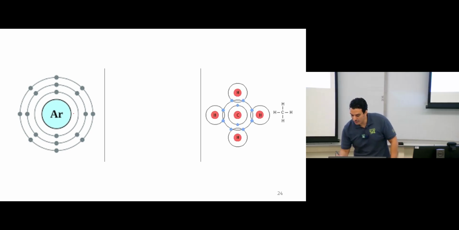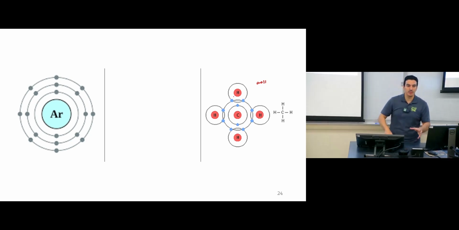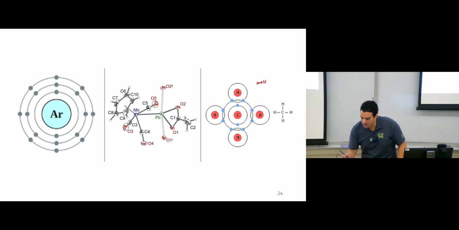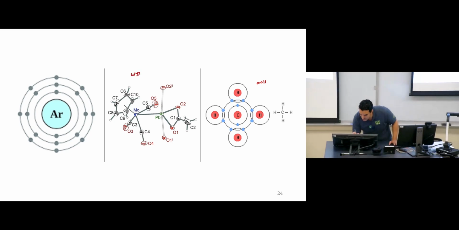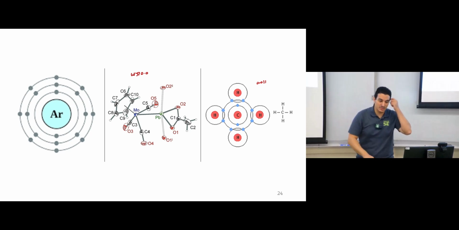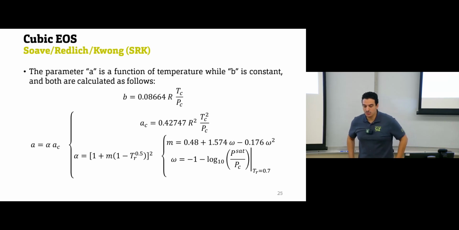This one here, the eccentric factor can be 0.011. It's not 0, it's not noble, but we can still assume it's spherical. We still have some symmetry in this one. And this one here, the eccentric factor will have a value away from 0, because we have asymmetry here. Okay? Then, how can we calculate A and B for the Soave equation?